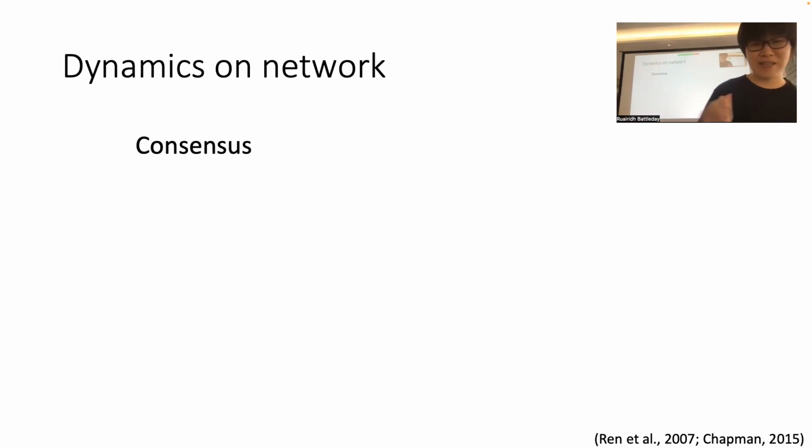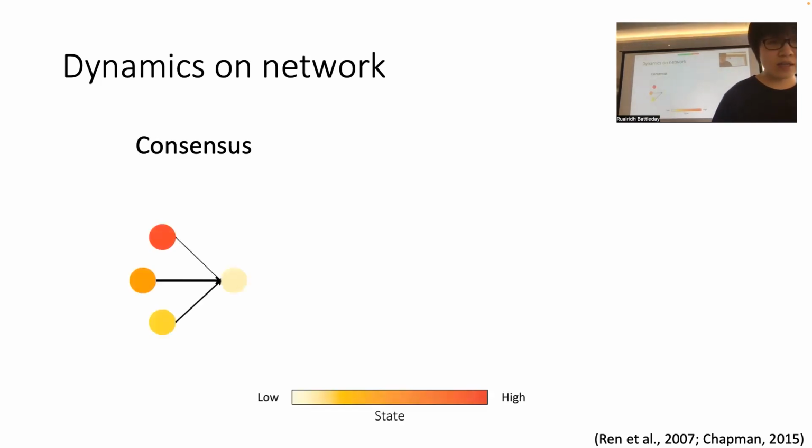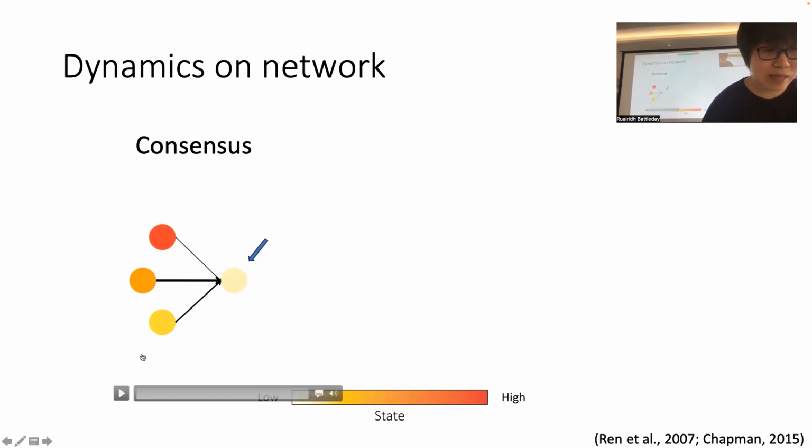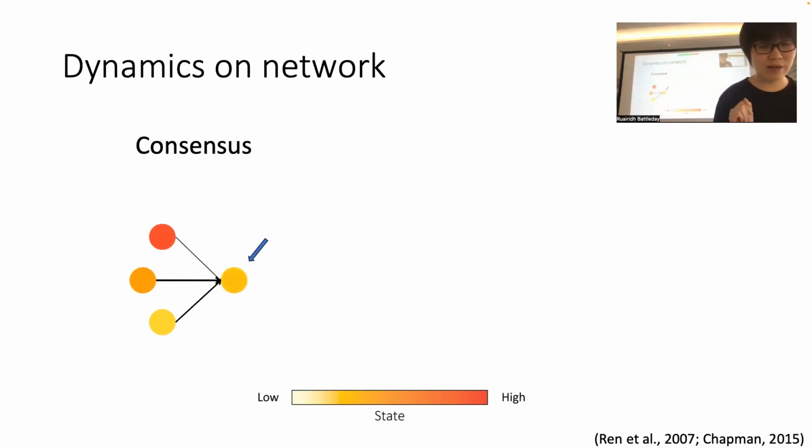The first one is consensus dynamics, where the state of a node is adjusted according to the weighted average of its presynaptic neighbors' states. In this video, you will see that the state of this node is influenced by its presynaptic neighbors. The second way to model dynamics is advection, where the state of a node is transported to its postsynaptic neighbors. In this video, you will see the state of the middle node increases by receiving signals from its presynaptic node and decreases by sending signals to its postsynaptic node.